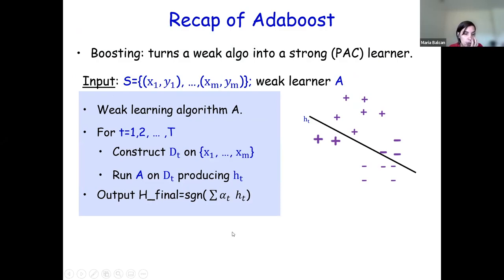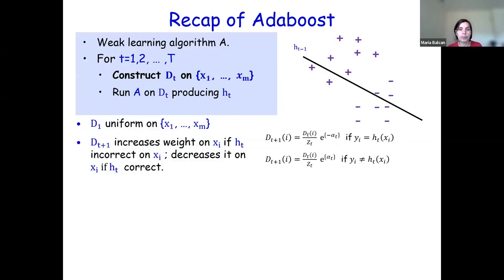Okay, and then we can show that the error rate of this final classifier decreases exponentially with the number of rounds. So if we have a gamma weak learner that is better than random guessing by a margin gamma, we only need 1 over gamma squared times log of 1 over epsilon rounds to get a classifier that has error at most epsilon. Okay, so this is a quick summary of what AdaBoost normally does.